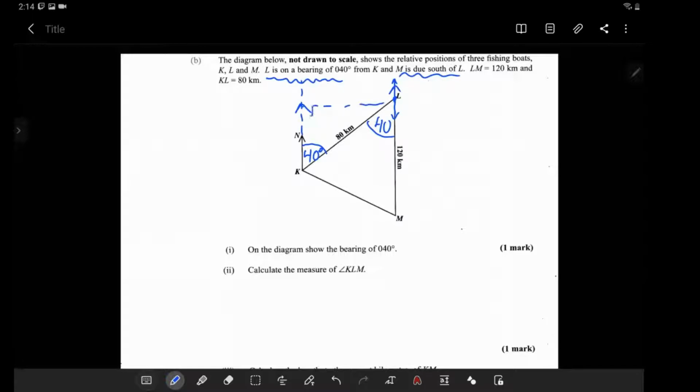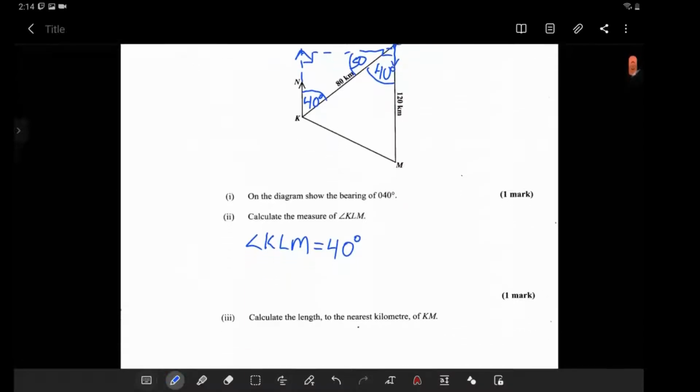Notice that this is 90 degrees. This is another 90 degrees. And if this is 40, this has to be 50, which would imply that inside there is 40 degrees. Either way is fine. So the measure of angle KLM is equal to 40 degrees.